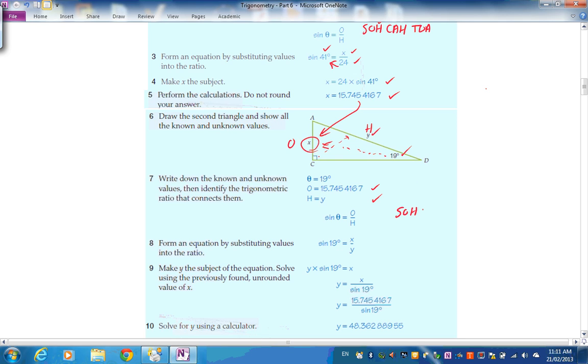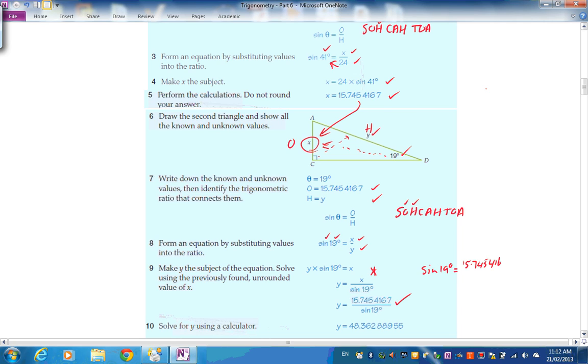And then we go to SOH CAH TOA to choose what we've got there. We've got the opposite and the hypotenuse, so we've got the sine of 19 is x over y, but x is this angle here and this side here, and so they've rearranged it like that. I'd rather do it this way. Sine of 19 equals 15.745.